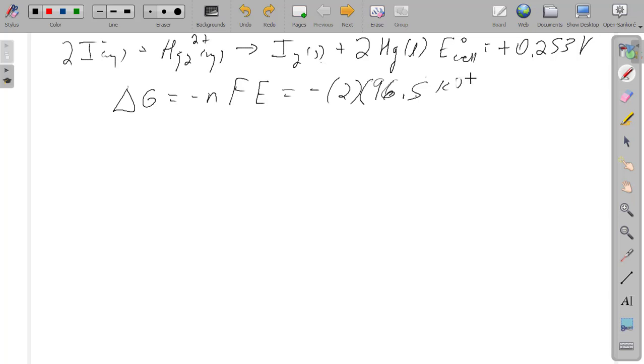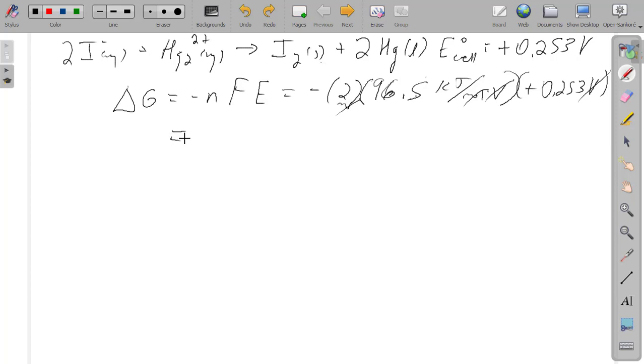96.5 kilojoules, because again, it was 96,500 joules, but because we're talking about delta G, we want kilojoules per mole volt, times E, which was positive 0.253 volts. So volts cancels, and this is moles, so moles cancels, leaving us just with kilojoules, which is great. And now your value is going to be a little different because I use 96.485 and this is 96.5, but with any luck, it's going to work out the same.